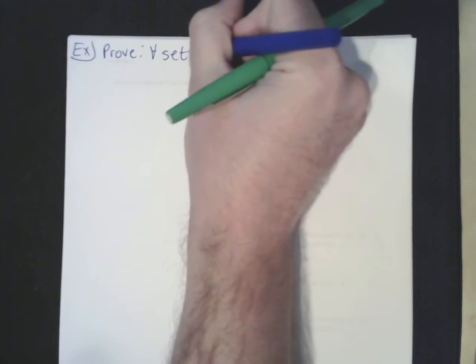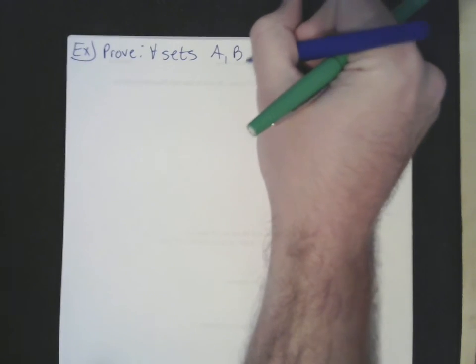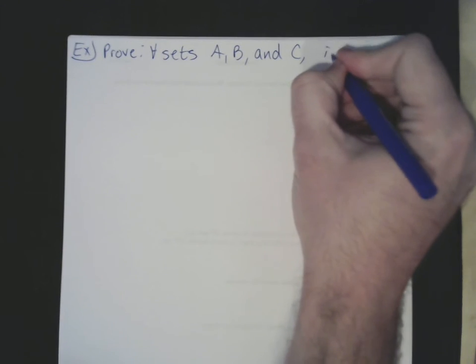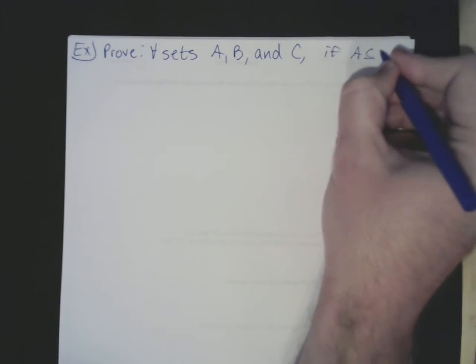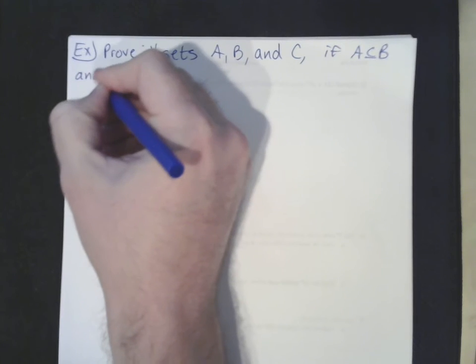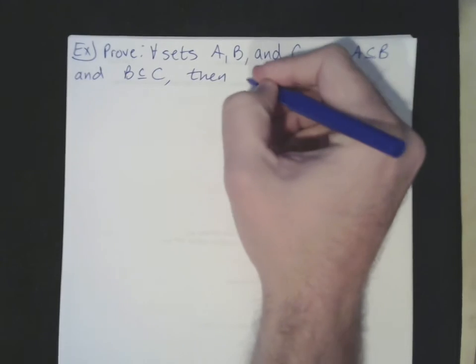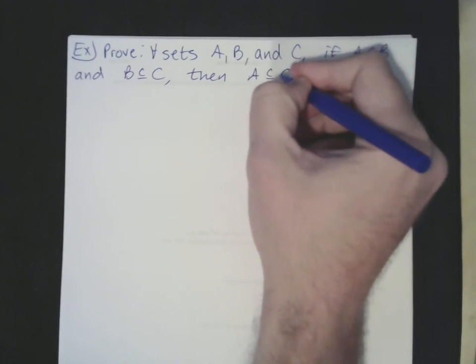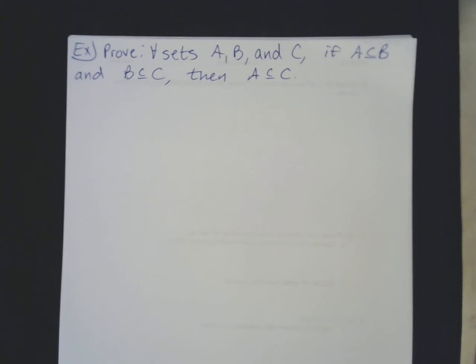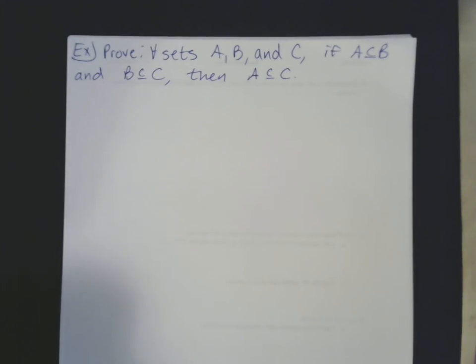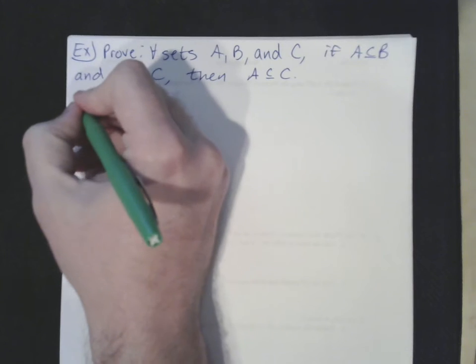We can prove the transitivity property. So for all sets A, B, and C, if A is a subset of B and B is a subset of C, then A is a subset of C. So I recommend you try this one. We've proved the transitivity property a couple times over the semester, so go ahead and pause the video and try this out. Remember, we're using the element method.